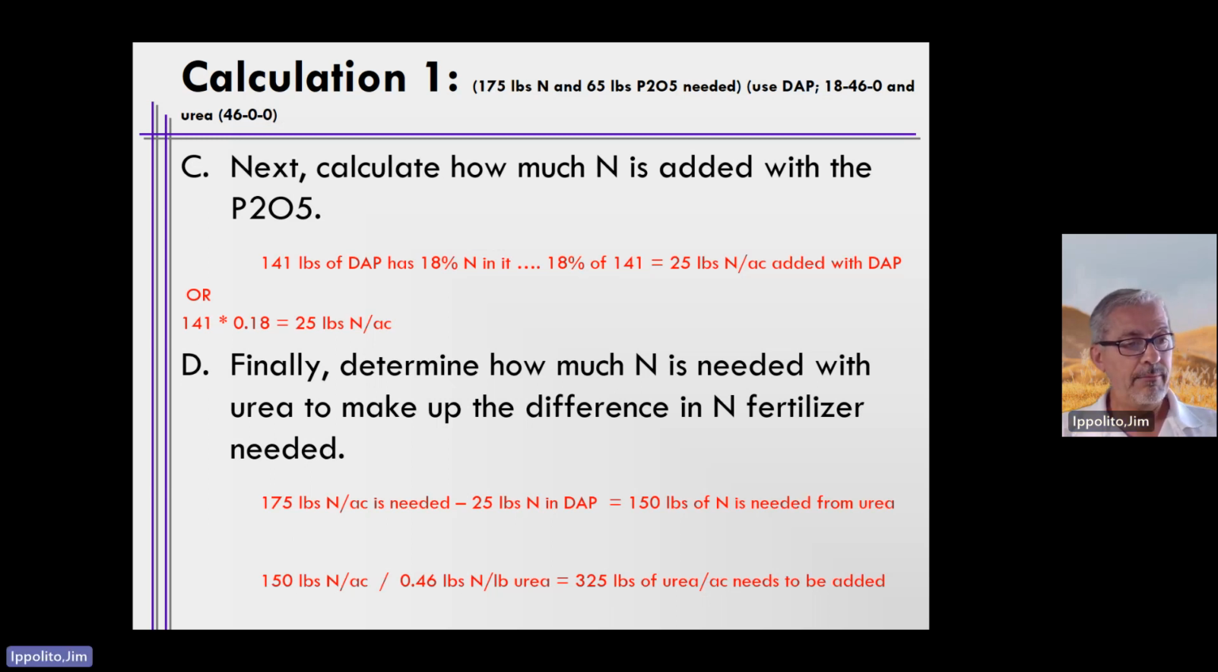Okay, rather simple, I hope. And let's stop here, as this is the approach you would take for inorganic fertilizers. Next, in the next video, I want to show you the approach you would take for organic amendments.